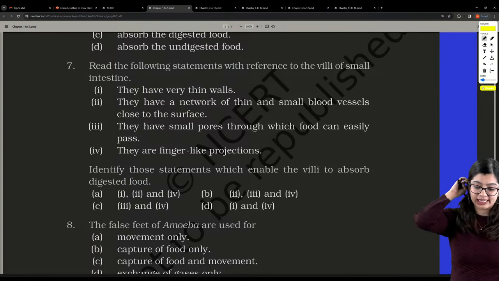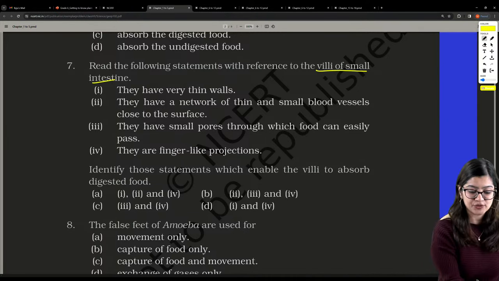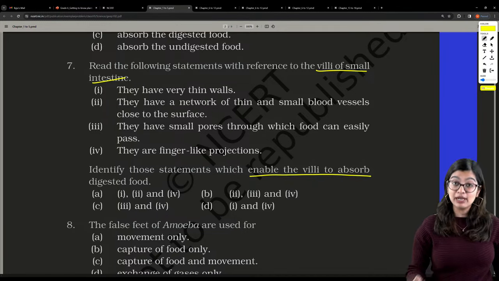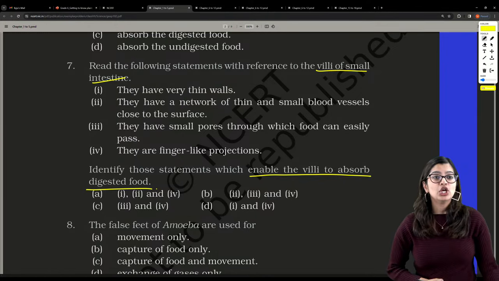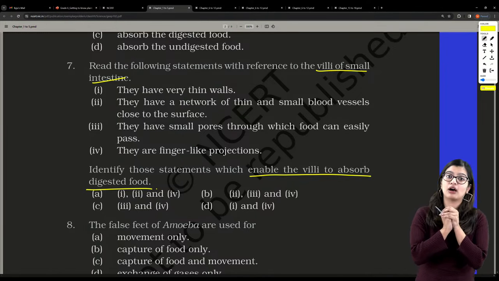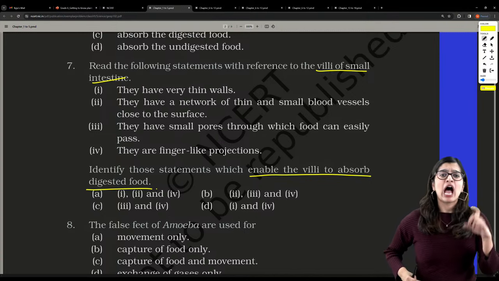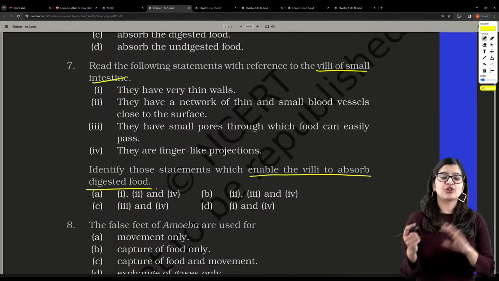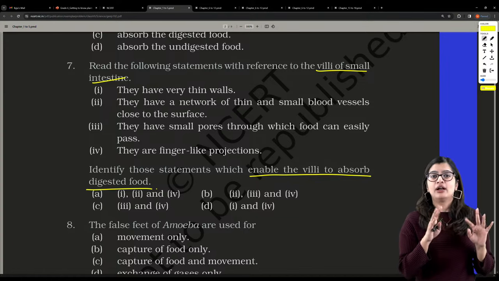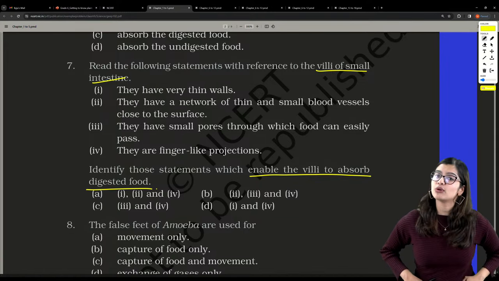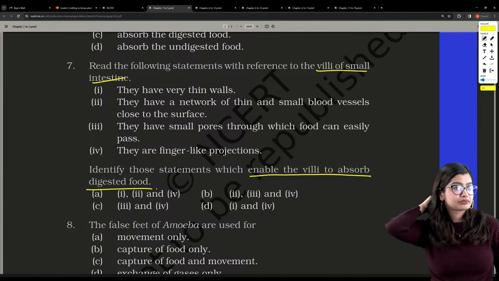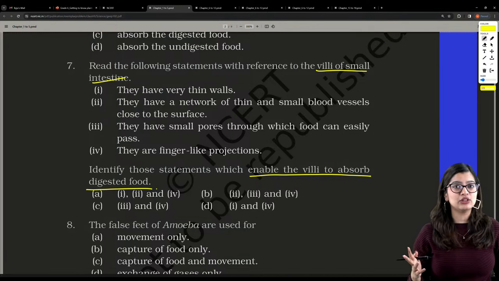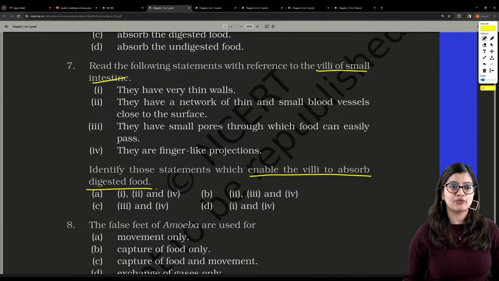Question number 7 is, 4 statements are given with respect to villi of small intestine. Identify the statements which enable the fact that villi are able to absorb digested food. Students who have a doubt regarding digestion or nutrition in amoeba, I have made a short video on the channel. You can go to the video section, search for digestion in amoeba or nutrition in amoeba. You will find my video, and it's a rough 5-minute video. You can watch that, so you'll be able to learn it. Yes, many of you have seen those videos. I made small concept videos for all of you.